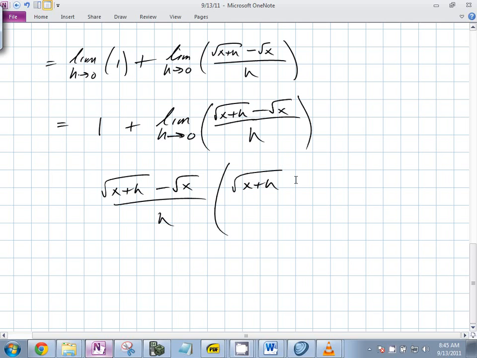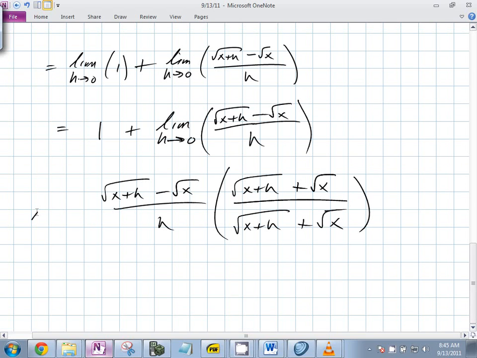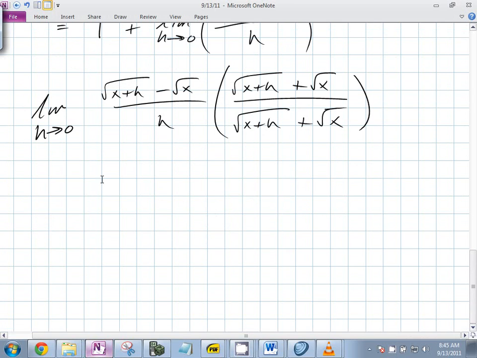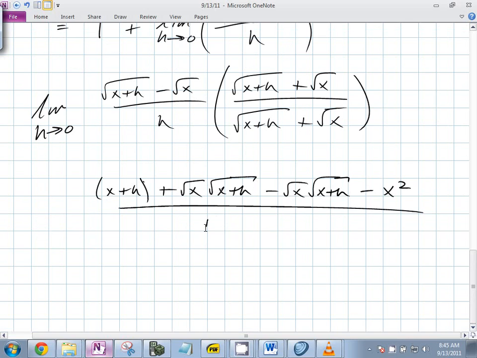The square root of x plus h plus root x, all over the square root of x plus h plus root x, like this. Sure. Who knows? I mean, let's do it. There's confidence. Excellent. Okay. So what does the numerator become? It becomes x plus h plus root x times root x plus h minus root x times root x plus h, minus x. Oh, is that nice? Bless you. All over, oh, just x. Thank you. That would have been bad.